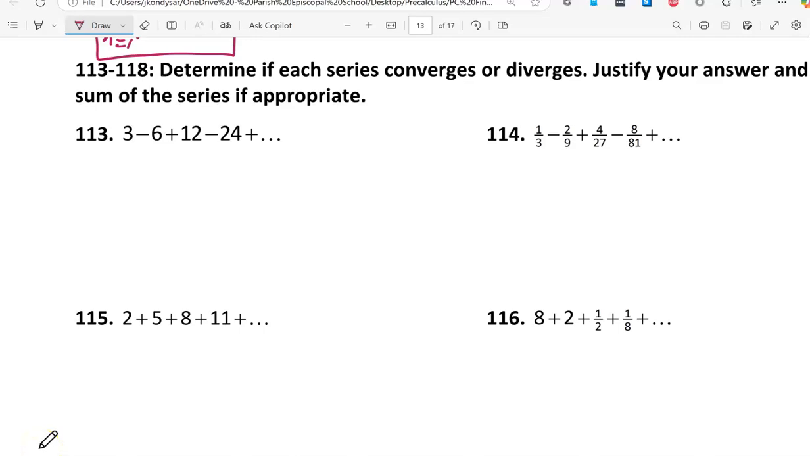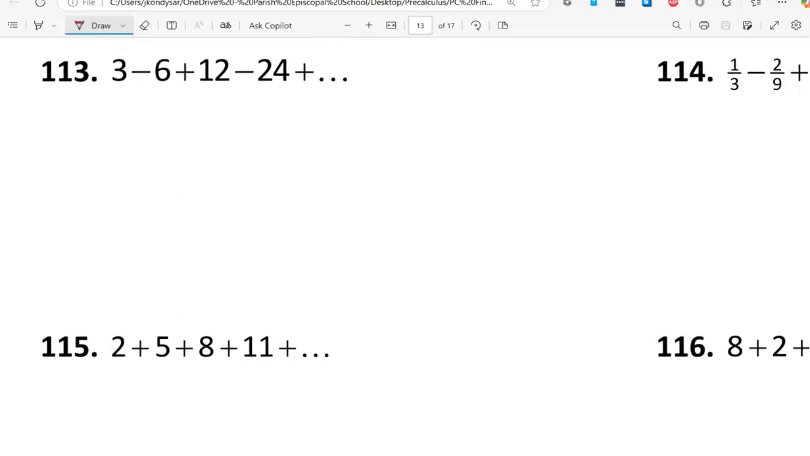In 113 through 118, we're using that formula for the sum of an infinite geometric series that's given at the beginning of this section. That will be given to you on the final exam. So, in 113, we can recognize that this is a geometric series with an r value of -2.